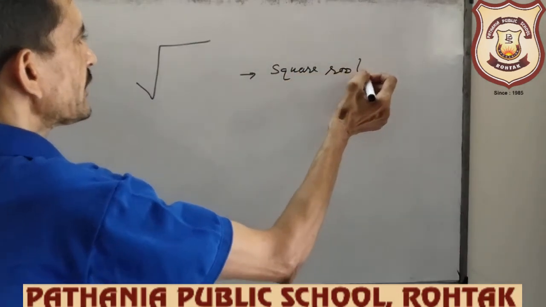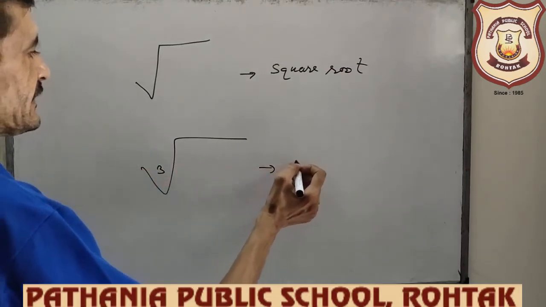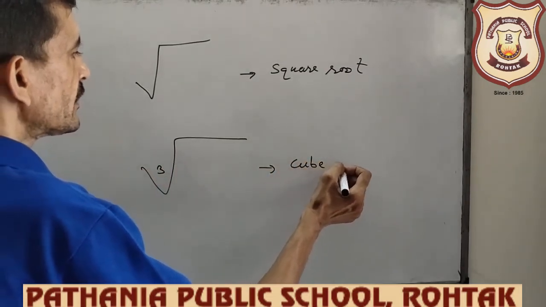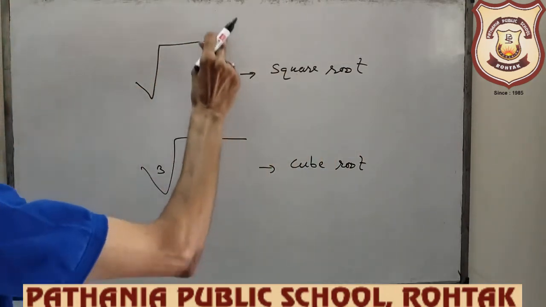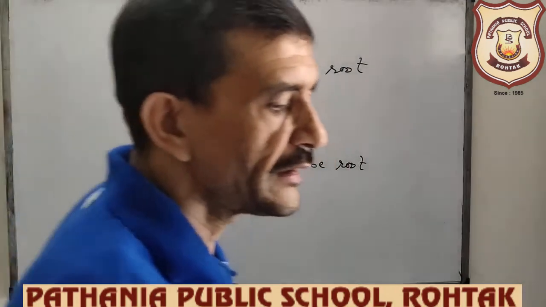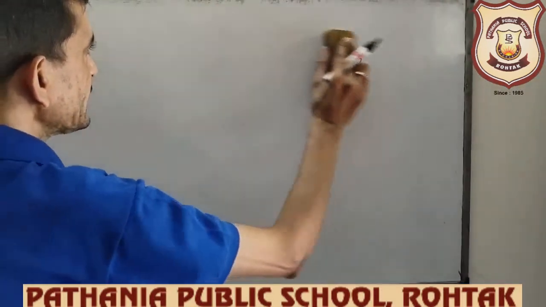What is the symbolic representation of cube root? It is this. This represents cube root. But in the question it is asking whether this represents square root. No, that is wrong. That is false. Now next question.